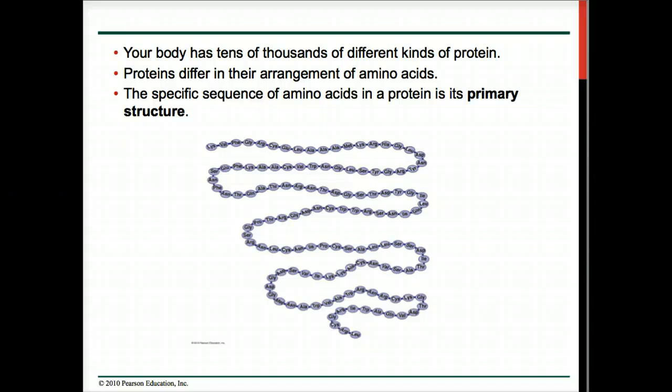So your body has tens of thousands of different kinds of proteins, and their arrangement of amino acids, as well as how they fold upon each other, is very important to the structure and the function of that particular protein. So this structure is called the primary structure. It just basically looks like a bunch of beads, right? And this long string of amino acids.